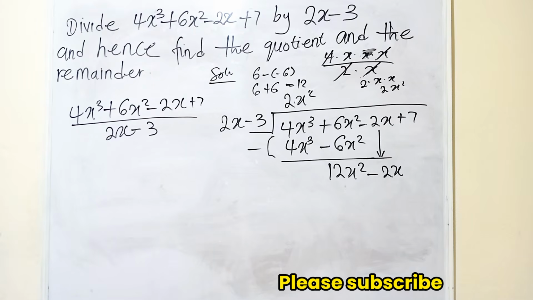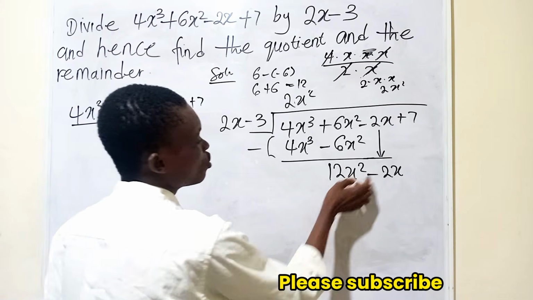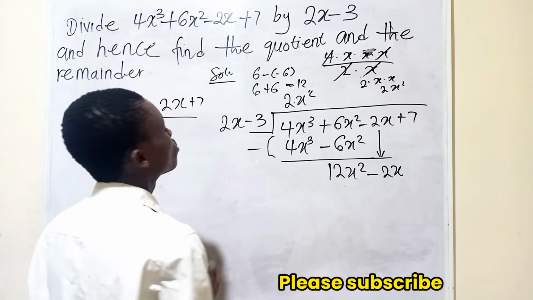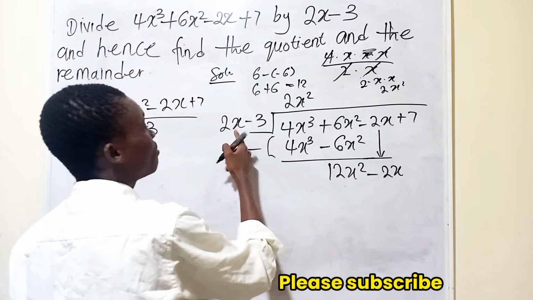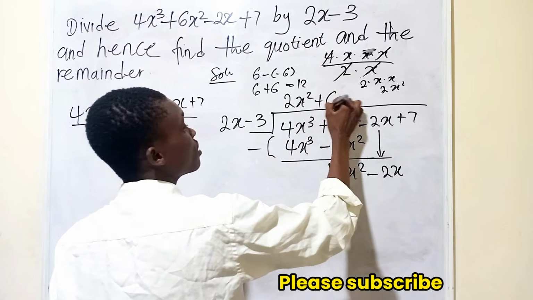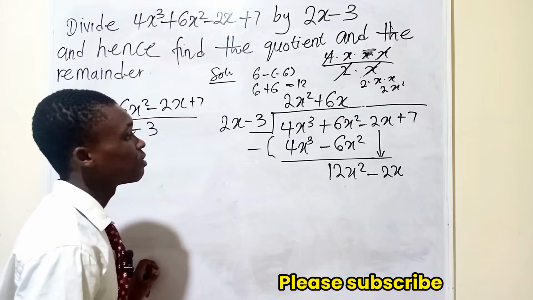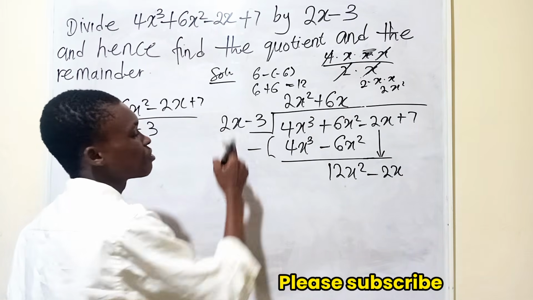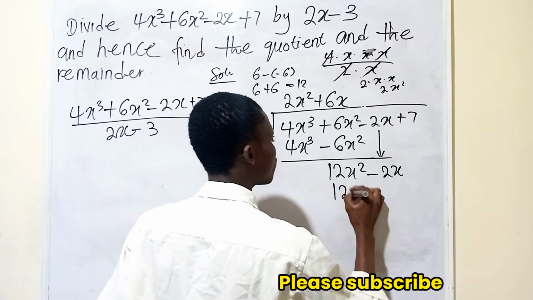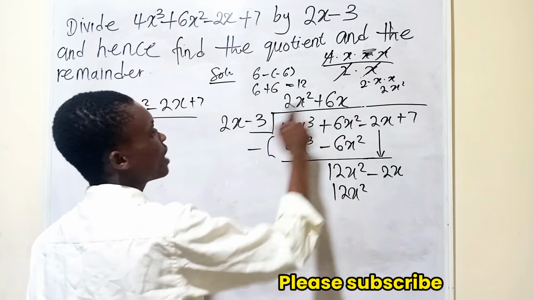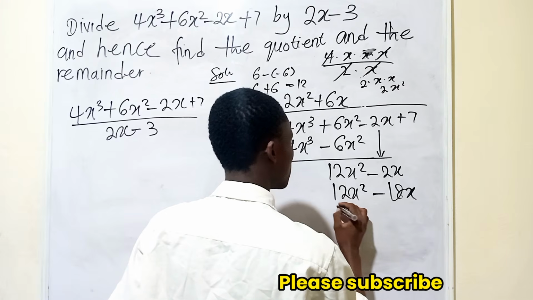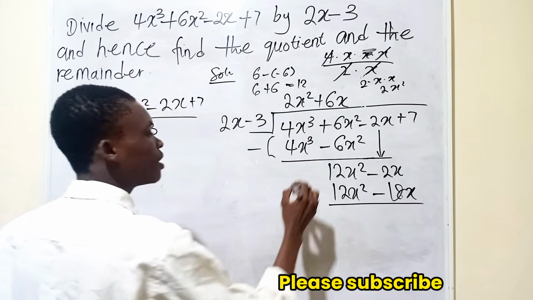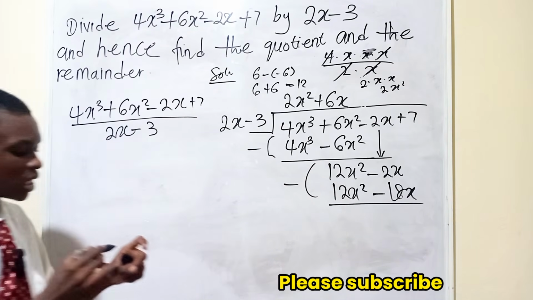Now let's go again. 12x squared divided by 2x gives us plus 6x. Right? Now 6x times 2x gives us 12x squared. 6x times this negative 3 gives us negative 18x. Now rule another line because we are subtracting. We put a negative sign outside.